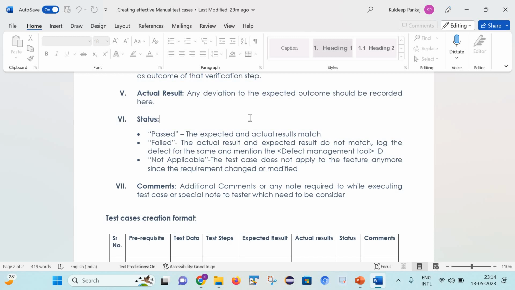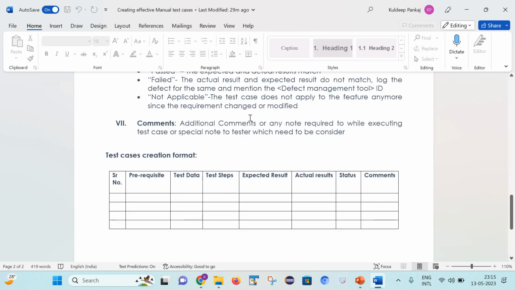Not applicable. This category comes when there has been any change in the requirement or this feature is no longer valid, so you can mark that test case as not applicable. And in the last, we can mention some comments. If there is any note you want to provide during the test case execution, then you can provide the detail in the comments section.